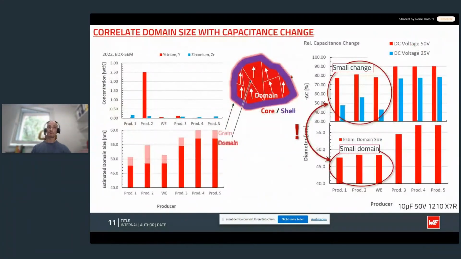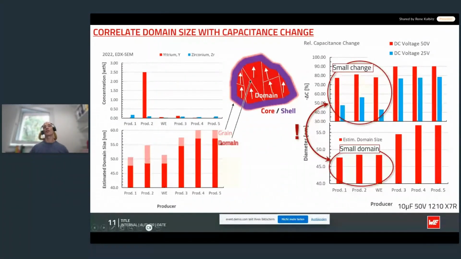In summary, I just jump to the results. We found that differences in capacitance, DC drift, always correlate with the domain size, as it should be, according to the literature. As shown in the graphs on the right-hand side of the slide. So yeah, we have the delta C and we have the domain size.